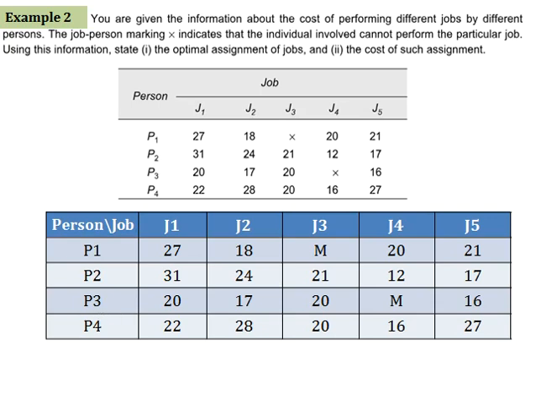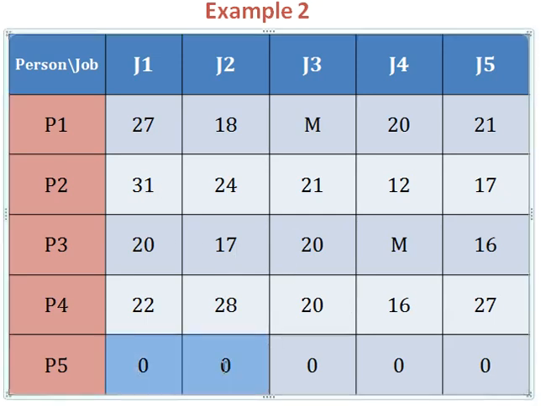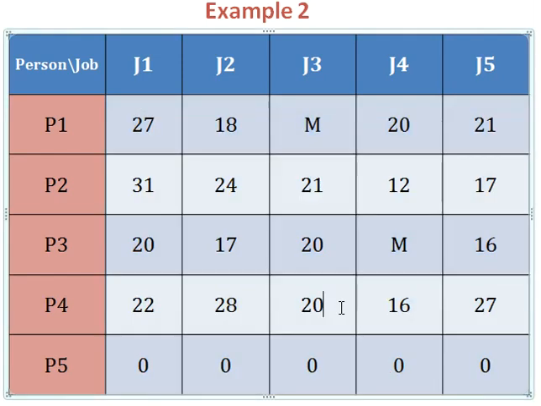So we are rewriting this table and making it balanced. As you can see, we have added one dummy row, and the rest of the matrix is as it is. Now we proceed with the Hungarian assignment model.